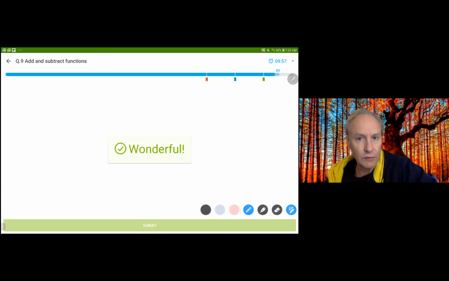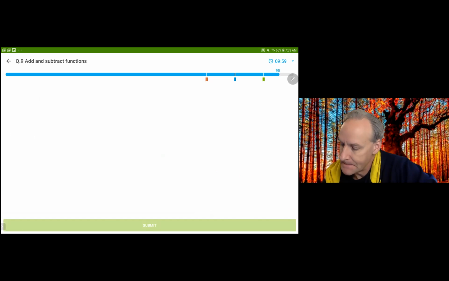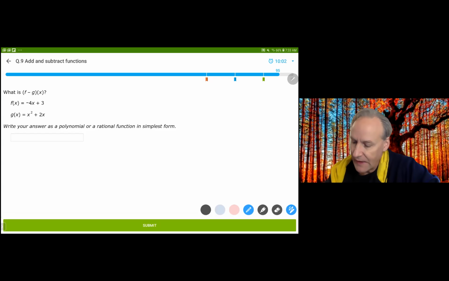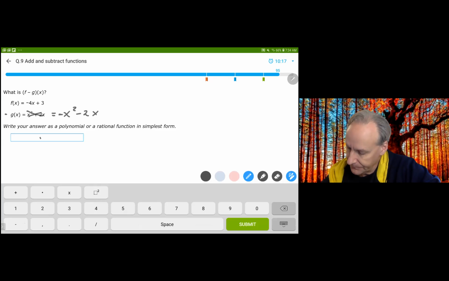Let's take a look at some more here. So now we're subtracting, so we have to change the sign of the g of x to negative x squared minus 2x. Notice I changed the sign of both terms and crossed out the old one so I don't get confused. I have negative x squared, and I have a minus 4x and a minus 2x, which is minus 6x, and then we have a plus 3.